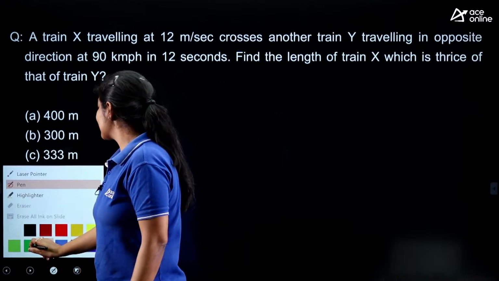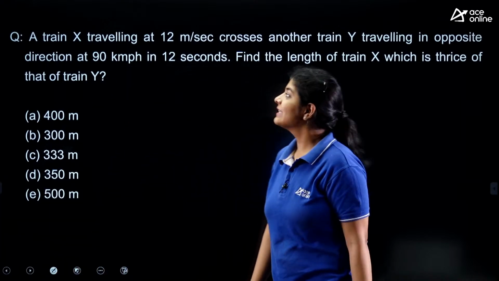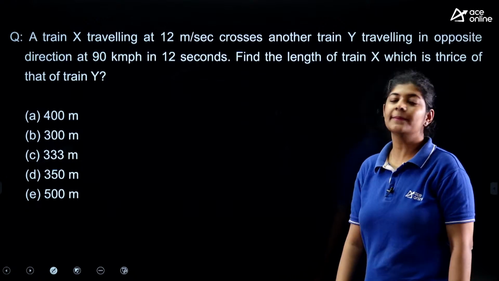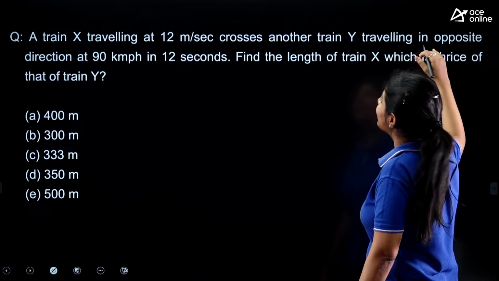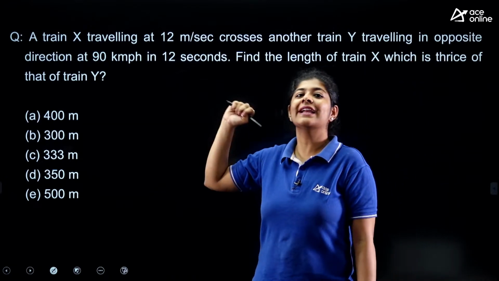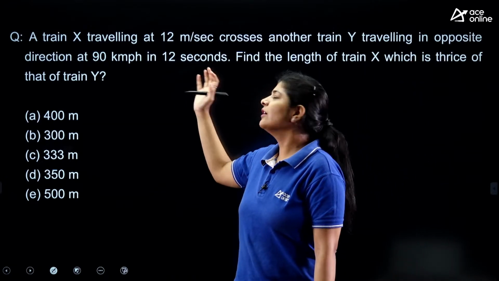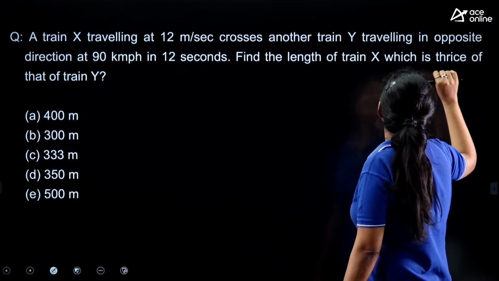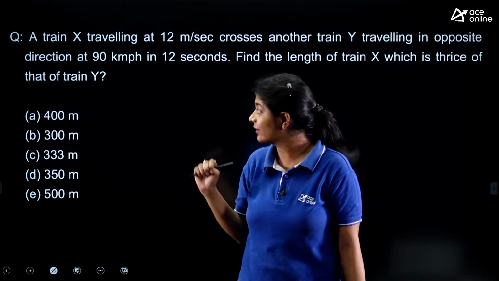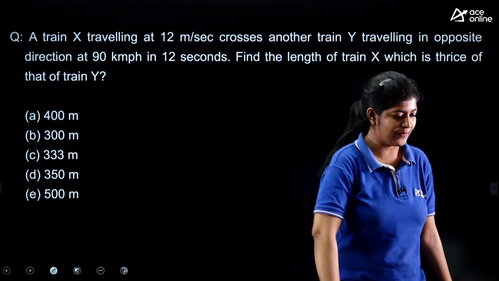The next question says that a train X traveling at 12 meters per second crosses another train Y traveling in the opposite direction at 90 kilometers per hour in 12 seconds. Find the length of train X, which is thrice that of train Y. Again, it's a very easy one.